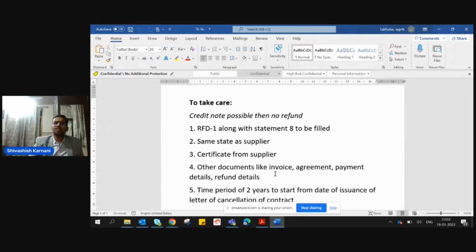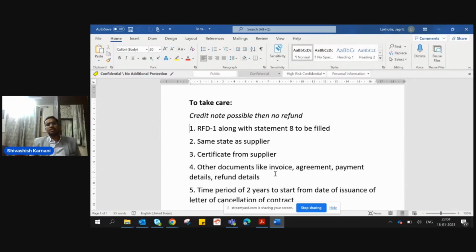The second thing it says is that RFD-1 along with Statement 8 has to be filed. RFD-1 is a simple refund application, and Statement 8 we discussed recently. We have to select the same state as the supplier. So let us say my builder is located in Uttar Pradesh and I am sitting in Delhi. I have to select Uttar Pradesh while claiming the refund, because the location of the supplier is Uttar Pradesh, and accordingly I have to claim the refund in Uttar Pradesh for the amount which I have paid.